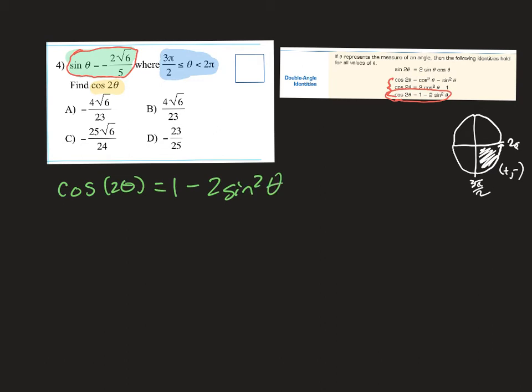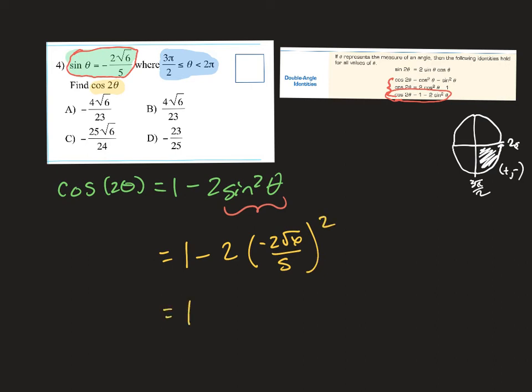So I've written that down. Cosine 2 theta equals 1 minus 2 sine squared of theta. Well, we already know what sine of theta is. We just have to square it. So when we figure out this answer, we're just going to do 1 minus 2 times that negative 2 square root of 6 over 5, and then squared because we have sine squared.